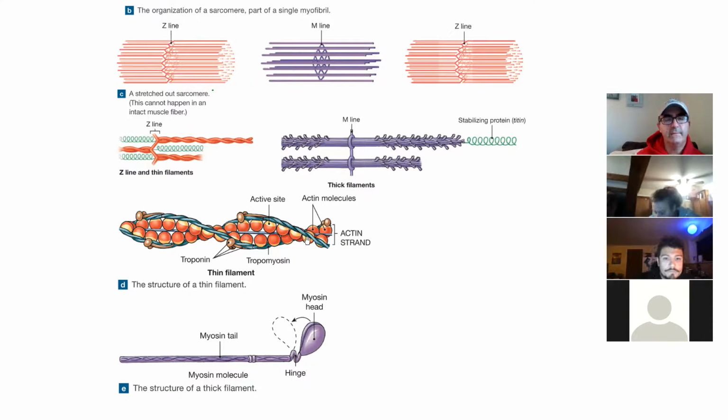And at rest, this is a thin filament, this is actin. The pink is actin. The blue is troponin and tropomyosin, and it's sitting there in the way, right? What you want is myosin has these little heads, these little things that stick out. Myosin wants to grab a hold of actin at the active site. Okay, it wants to grab onto it, pull it in closer to the center. But it can't see the active site because troponin and tropomyosin are in the way. So myosin can't grab actin. It can't make the muscles contract.